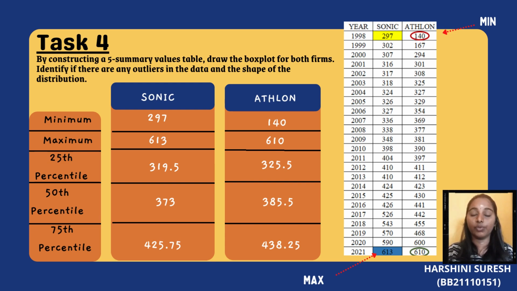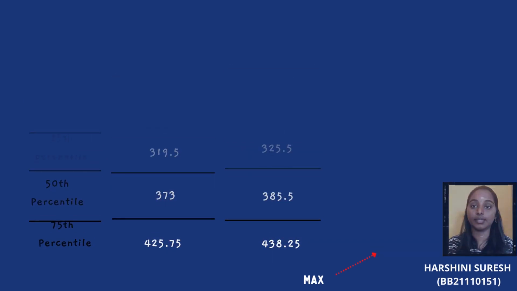The first one will be, we have to find the minimum value. Minimum value refers to the smallest value in the data. For the Sonic, the minimum value is 297, and for the Athlon is 140. The next one will be, we have to find the maximum value. While maximum value refers to the largest value in the data. For the Sonic, the largest value is 613, and for Athlon is 610.